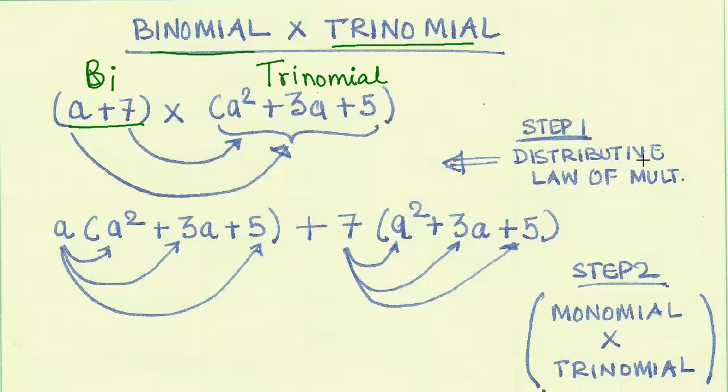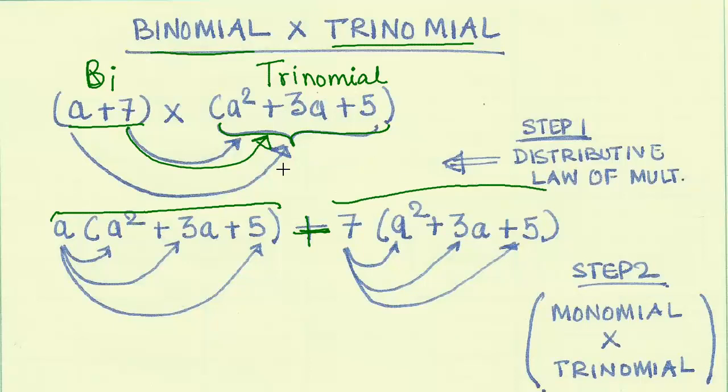Okay. Now, as a first step with any of these types of multiplications, as we have done earlier, we use the distributive law of multiplication to simplify, which means we will multiply this a with this entire expression of the trinomial. So a is to be multiplied by a square plus 3a plus 5, which is shown over here. Then you put this plus sign over here as shown, and then this 7 again needs to be multiplied by this entire trinomial. So 7 multiplied by a square plus 3a plus 5 as is shown over here.